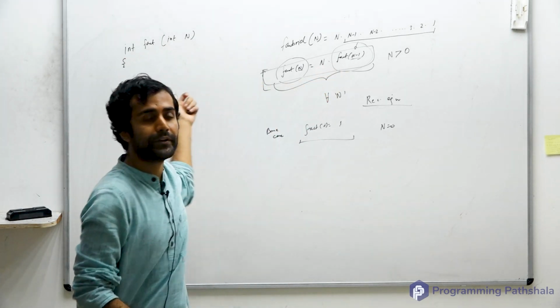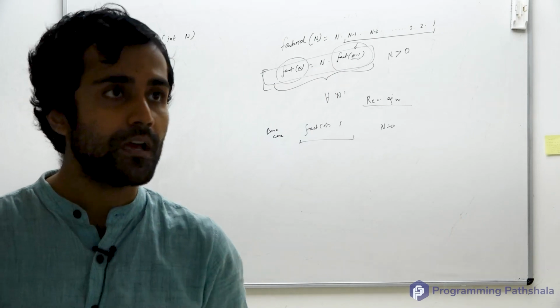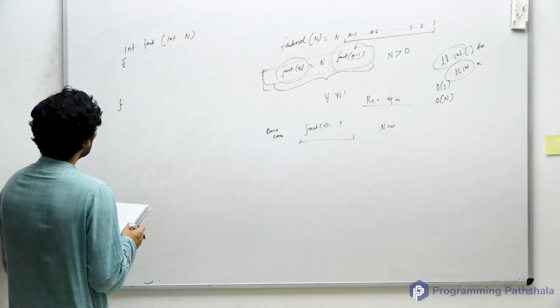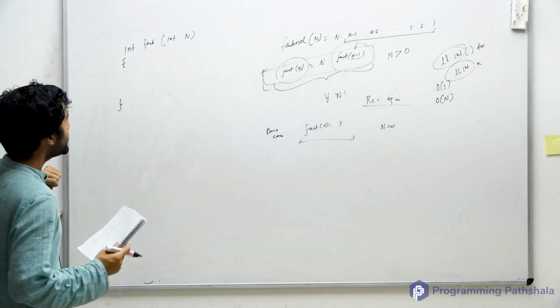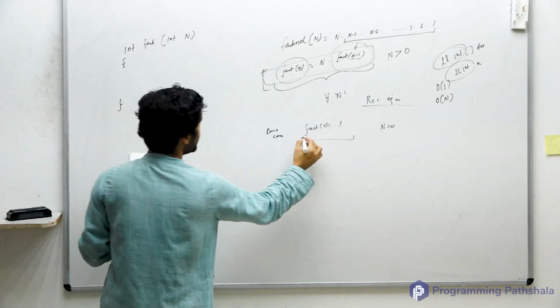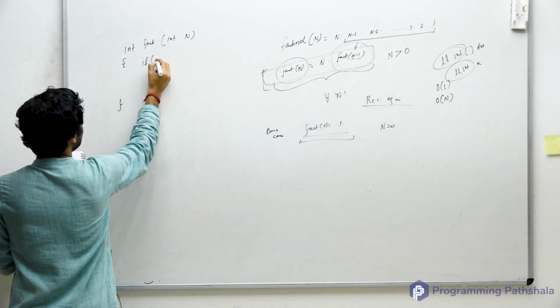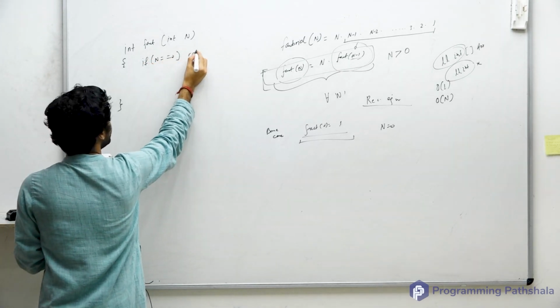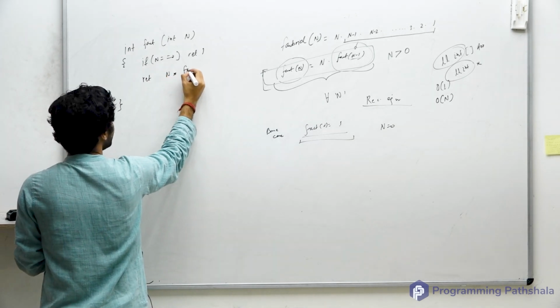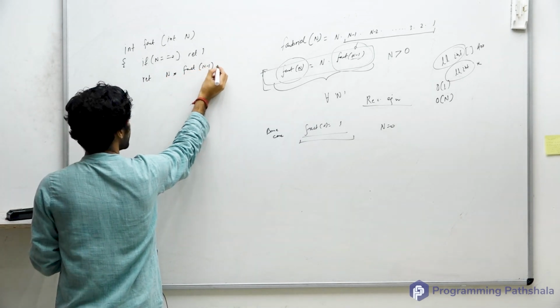So you can simply return n into fact of n minus 1. But you would never want to do that, right? Cool. So while writing the code of factorial using recursion, first thing that you should write should be your base case. And your base case should be that if my n is 0, I'll simply return factorial of 0, which is 1. Otherwise, I'll return n multiplied by factorial of n minus 1.